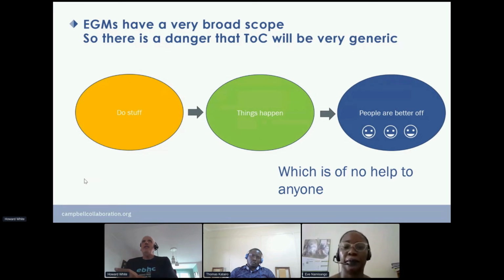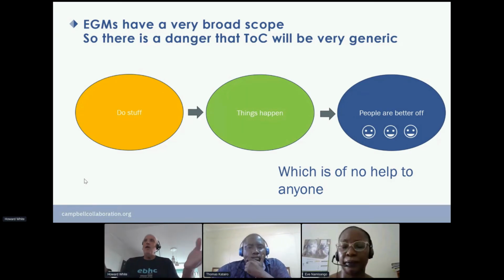And seriously, when I was at 3IE and we insisted that our researchers produce theories of change, a lot of them looked like this. They said, we'll have some inputs, and have some outputs, and that leads to some outcomes. We need to find the outcomes. And that, I mean, literally with those words. And so no difference to we do stuff, things happen, people are better off. Clearly this is of no help to anyone.